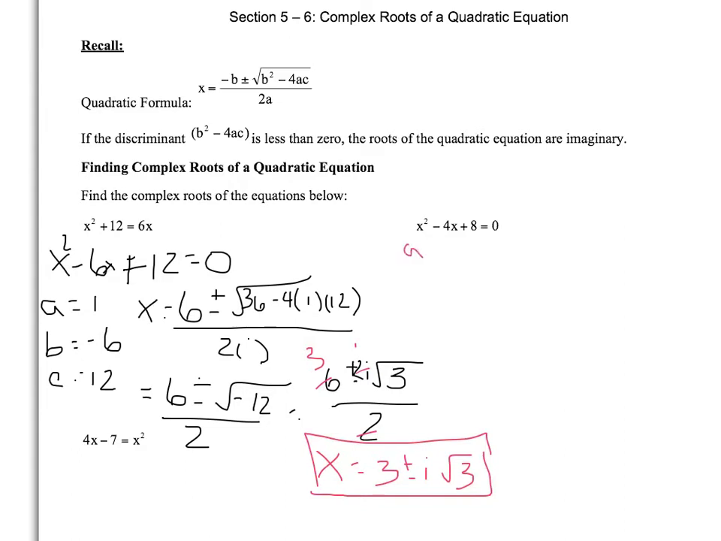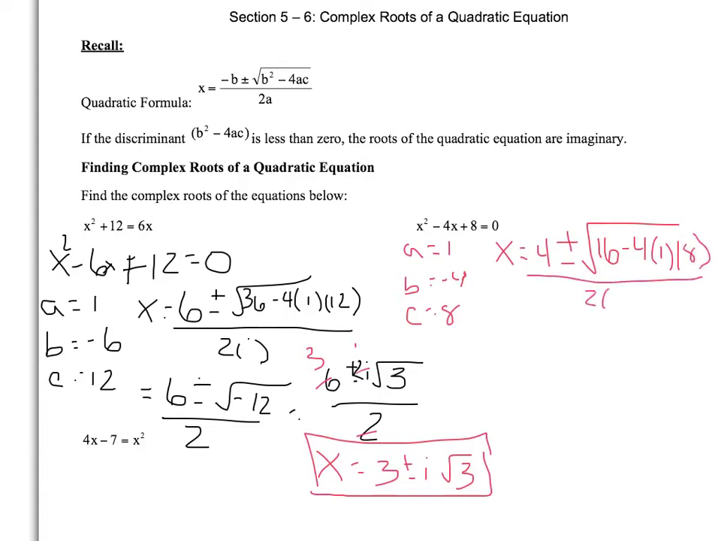This one's already set equal to 0, so I can say a is 1, b is negative 4, and c is 8. So plugging into the formula, it's going to be x equals negative b, which is 4, plus or minus the square root of 16, minus 4, a is 1, c is 8, all over 2 times 1. So x equals 4, plus or minus the square root. 16 minus 4 times 1 times 8 is negative 16.